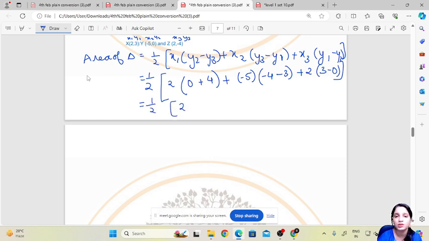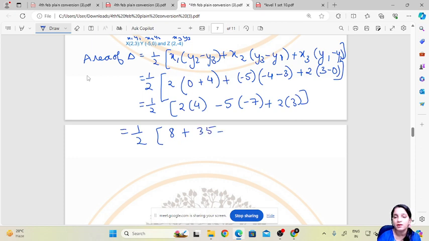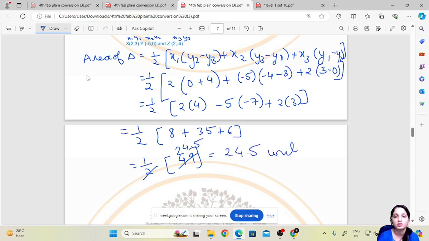Half into 2 into 4 plus minus 5 into minus 7 plus 2 into 3. Half, 2 into 4 is 8, 8 plus 35 plus 6, and this will be 49. Okay, 8 plus 35 plus 6 is 49. 2 2s are 4, 2 4s are 8, 24.5 units is the area of triangle, square units.